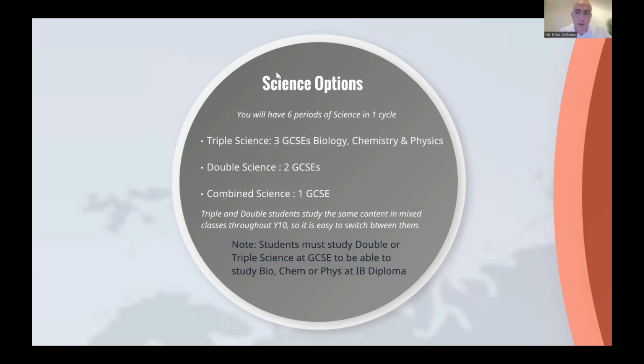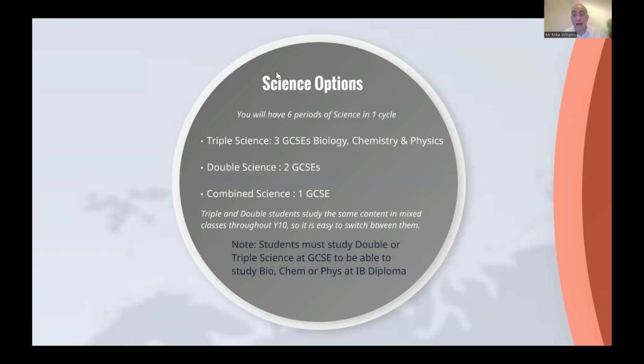Now, this is probably the question we get asked the most. On the top there, you'll see it says each science, it doesn't matter which science you choose, triple science, double science, or combined science, you still get 6 periods in the curriculum, 6 periods in our cycle, which is a 7-day cycle. Triple science, you do actually do 3 GCSEs, which are the science subjects, biology, chemistry, and physics.